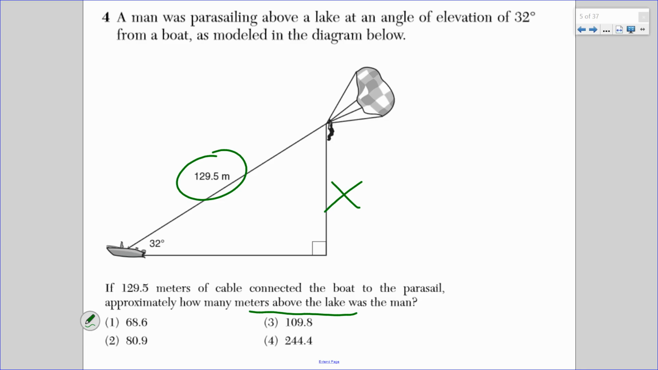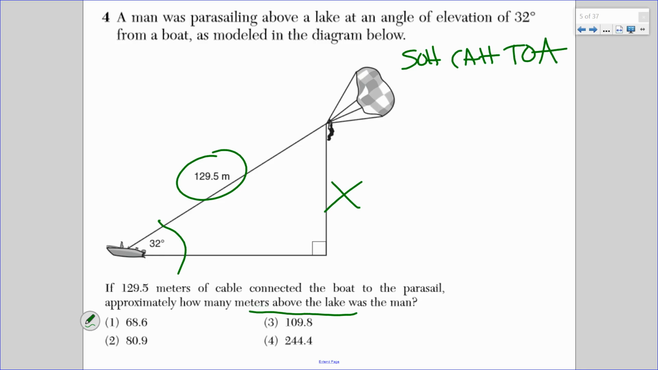How many meters above the lake? You need to put an x on what you're trying to find. It's a right triangle problem. There's an angle involved, SOH CAH TOA. If you don't know SOH CAH TOA, don't even bother showing up for your test. We're not going to pass this thing if you can't do SOH CAH TOA. It's not difficult. Learn how to do it. If you don't know how to do it, learn it.